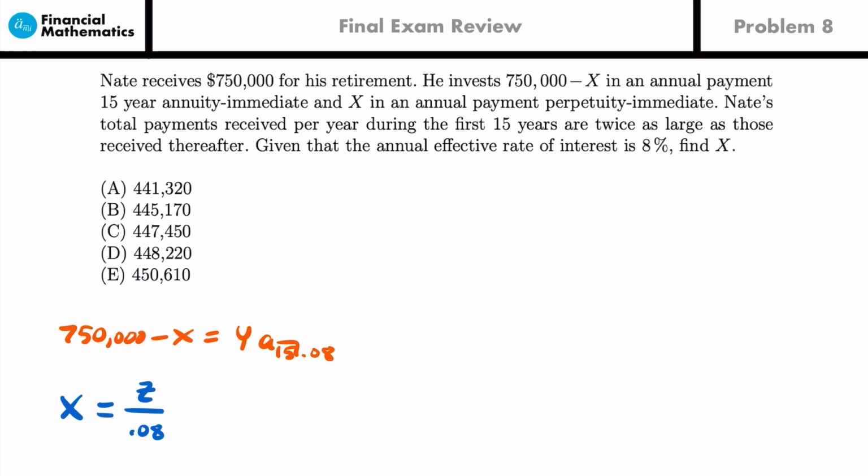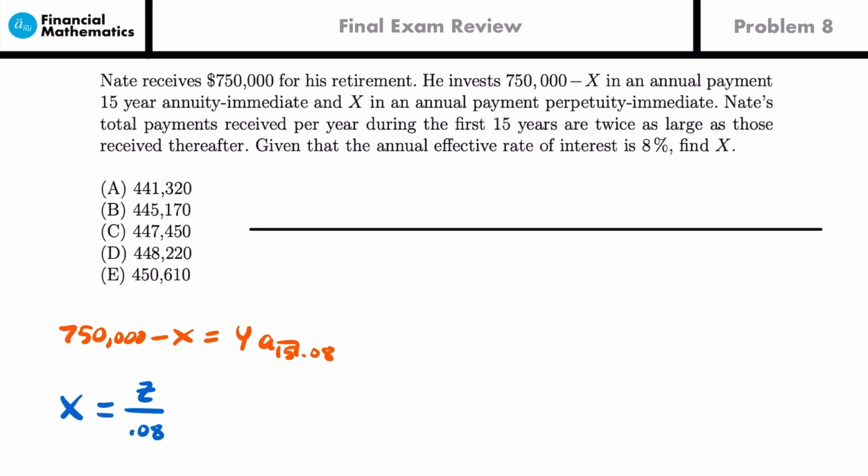So we either need another equation or something is going to have to help us out here. And so this is where I want to draw attention to something else that we were told in this problem, that Nate's total payments received per year during the first 15 years are twice as large as those received thereafter. Now to get a visual here, let's draw a timeline. I want to show you exactly what that's telling us.